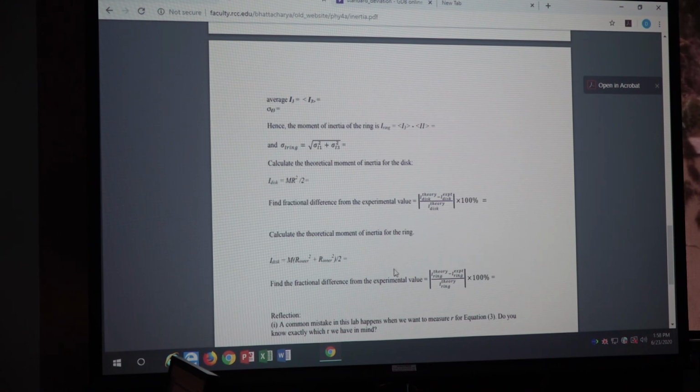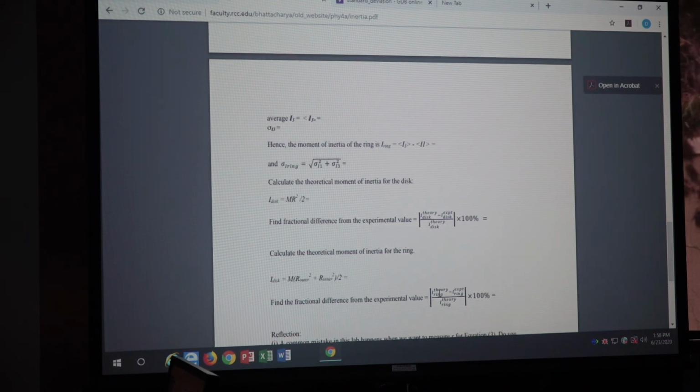And you calculate this, which would be your theoretical value for I ring. And you again compare it with the experimental value that you determined from the experiment itself. And hopefully it's not a very large number. In the lab, when we have like 8 groups or so, I have all of them come up to the board and figure out which group has done the best with their experiment.